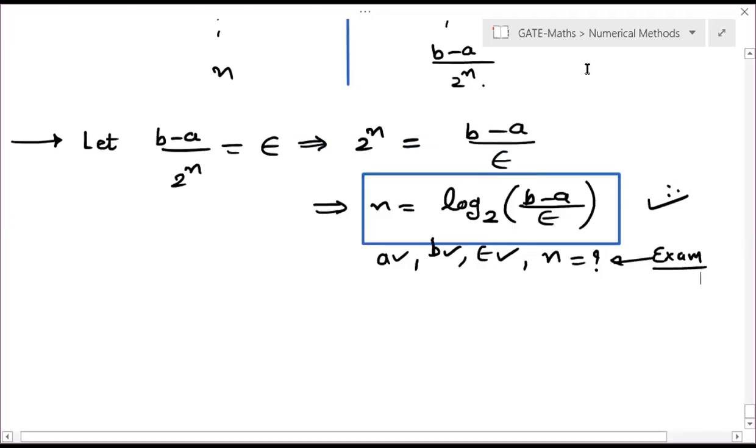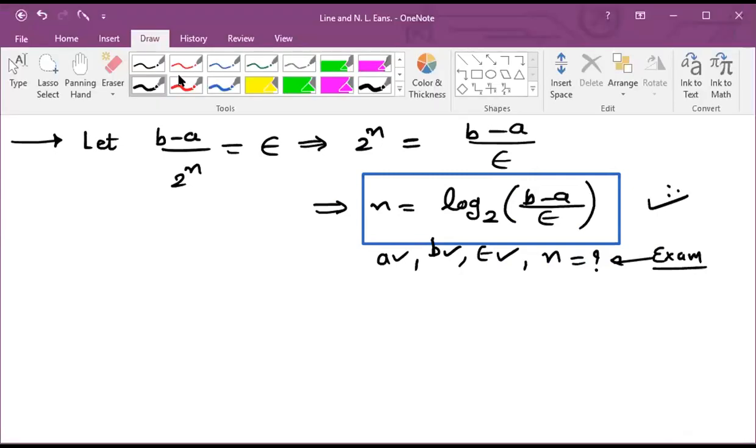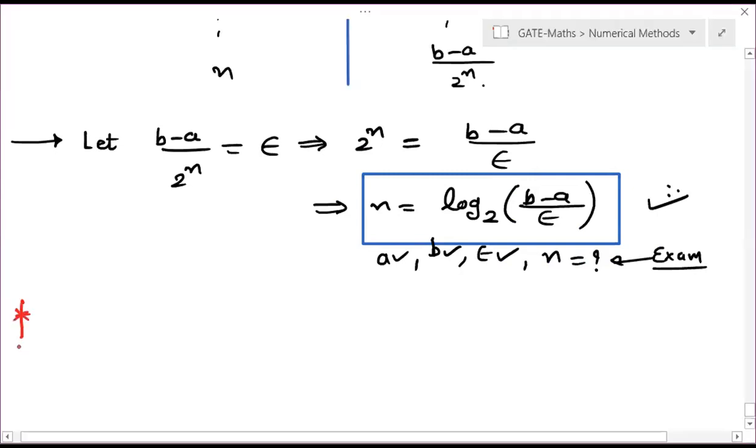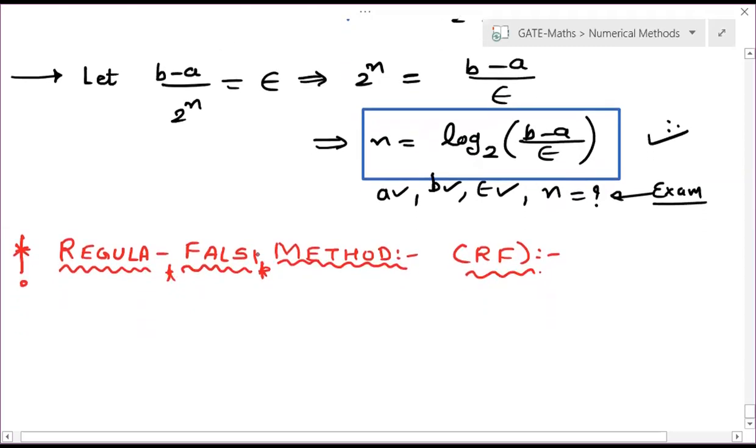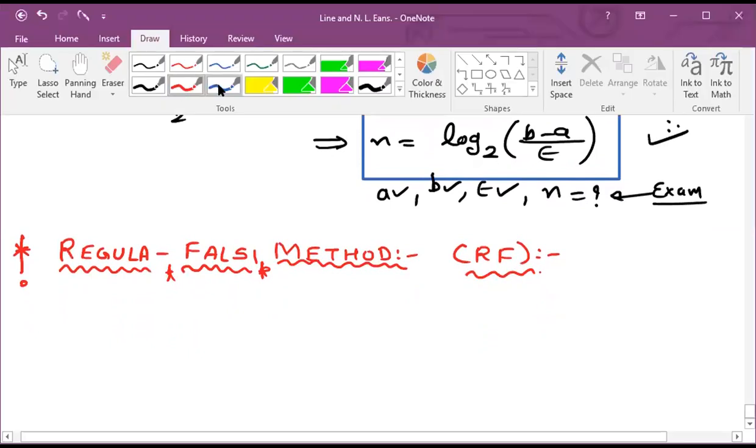So let us start the new method, that is regular falsi method. See over here. If bisection method is clear to you, then regular falsi will also become clear. Regular falsi method. This is called your RF method. Let me give you its steps. Step number 1.